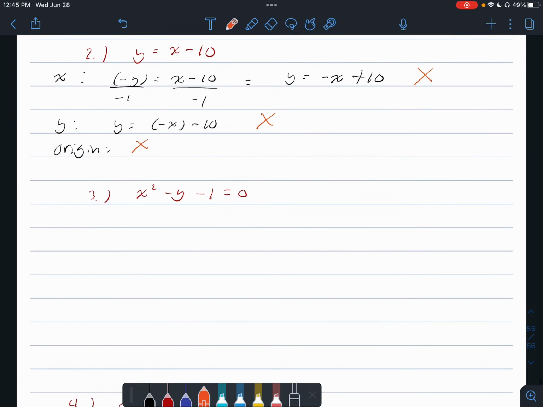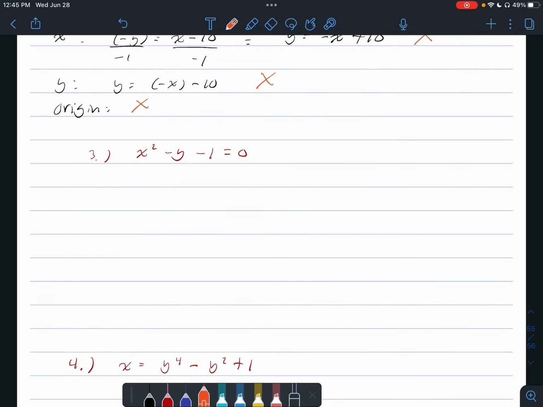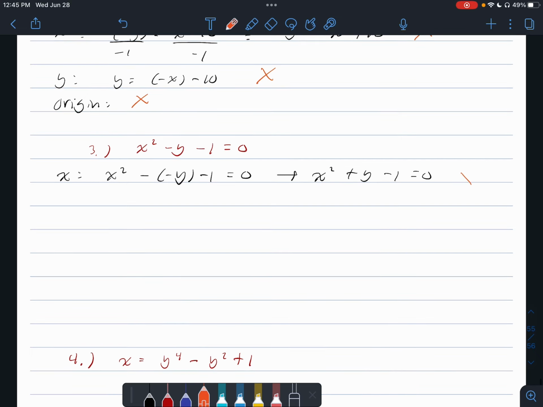All right, now let's take a look at this next one. We have x squared minus y minus 1 equals 0. All right, so let's check with respect to the x-axis. That means we replace y with negative y. So I have x squared minus negative y minus 1 equals 0. Let's simplify and see if it works. Here we have x squared minus a negative y, that's plus y minus 1 equals 0. There's no way we can manipulate this to get back our original equation. Therefore, it is not symmetric with respect to the x-axis.